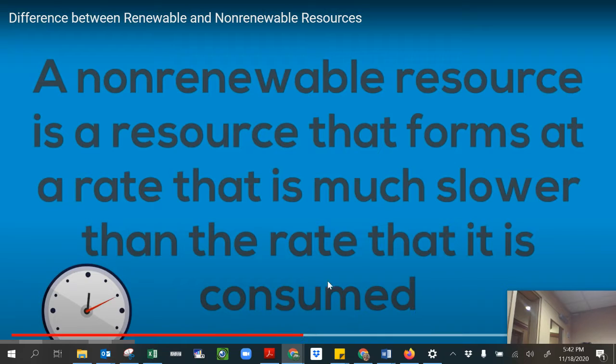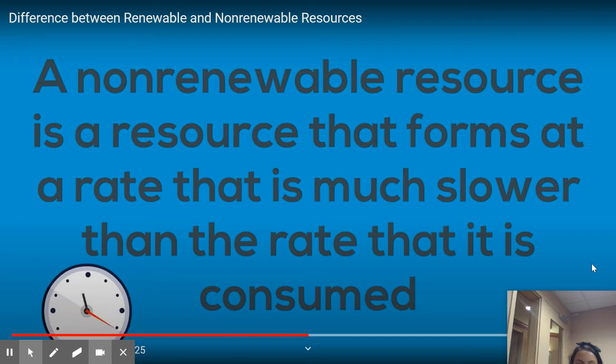We like to use the word consumed rather than used because it is a more scientific term and it is more specific. So write this down in your notes because you'll need it. A non-renewable resource is a resource that forms at a rate that is much slower than the rate that it is consumed. You have learned about rates in math, so you should have a good idea as to what this represents. If you need extra time, then you can pause it again, but we are moving on.